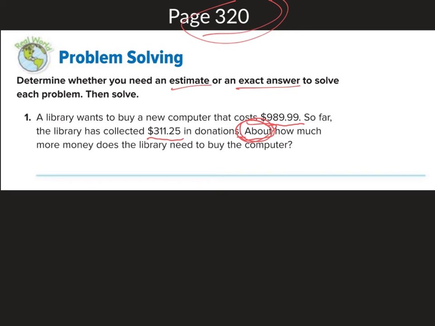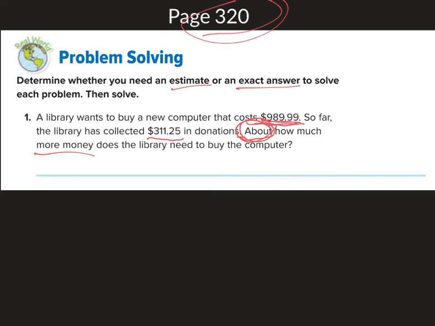So this is going to be a subtracting, right? I know, so I'm going through the steps. I know the computer costs $989.99. I know they already have $311.25. What am I trying to find? I'm trying to find how much more money does the library need to buy the computer. That's going to be subtracting. My plan is I'm going to first round, then subtract.